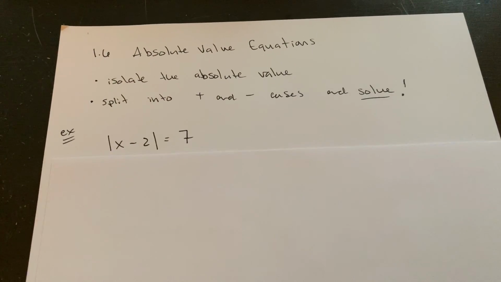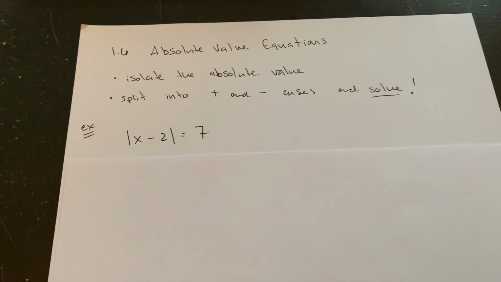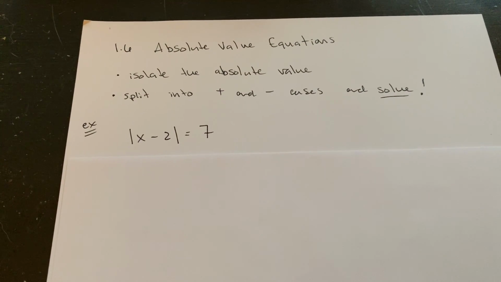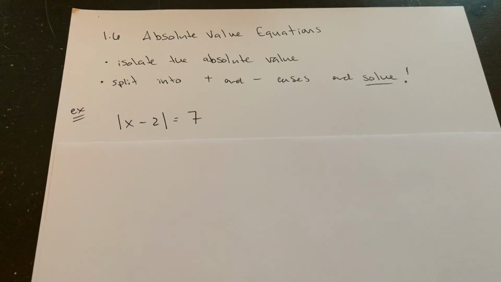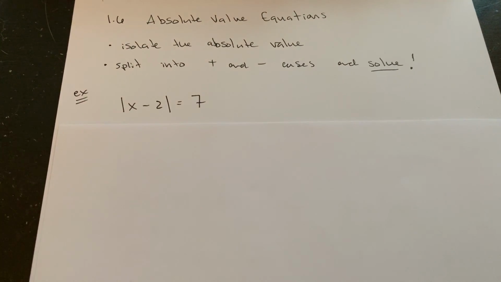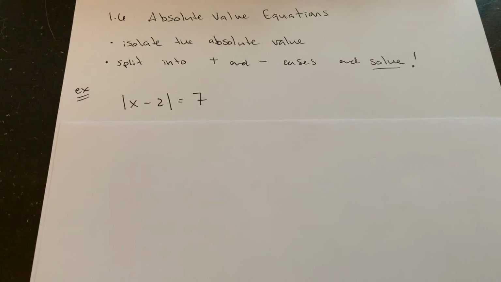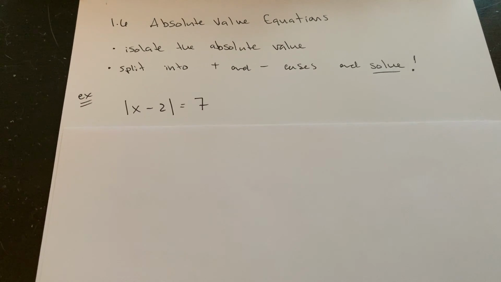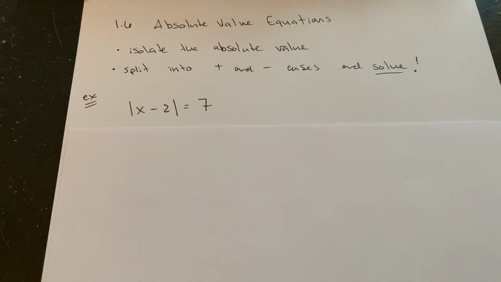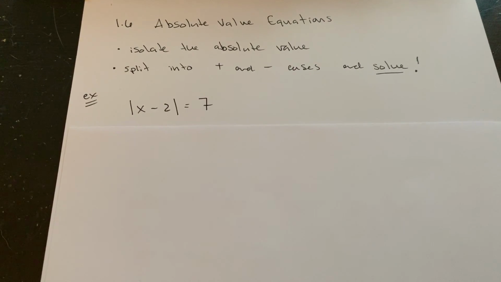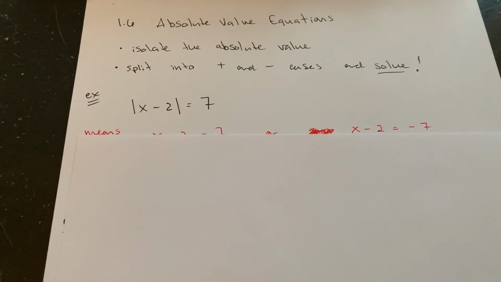So let's start with an example. Say, for instance, you have the absolute value of x minus 2 equals 7. This is about as straightforward an example as we're going to see. Just absolute value equals number. We don't need to rearrange or do anything here. So what this means is x minus 2 could be 7. It could also equal negative 7, and then when I applied the absolute value, I would sort of flip that negative to a positive.